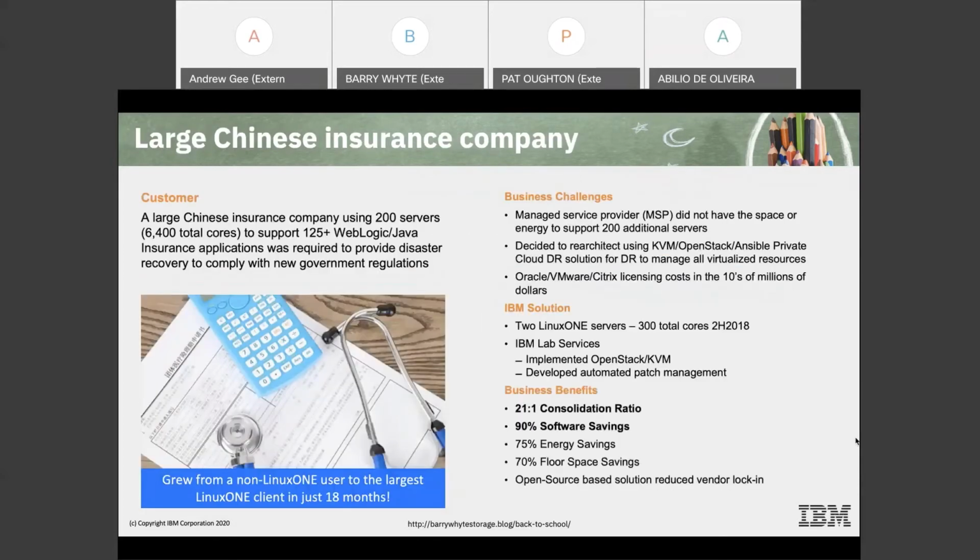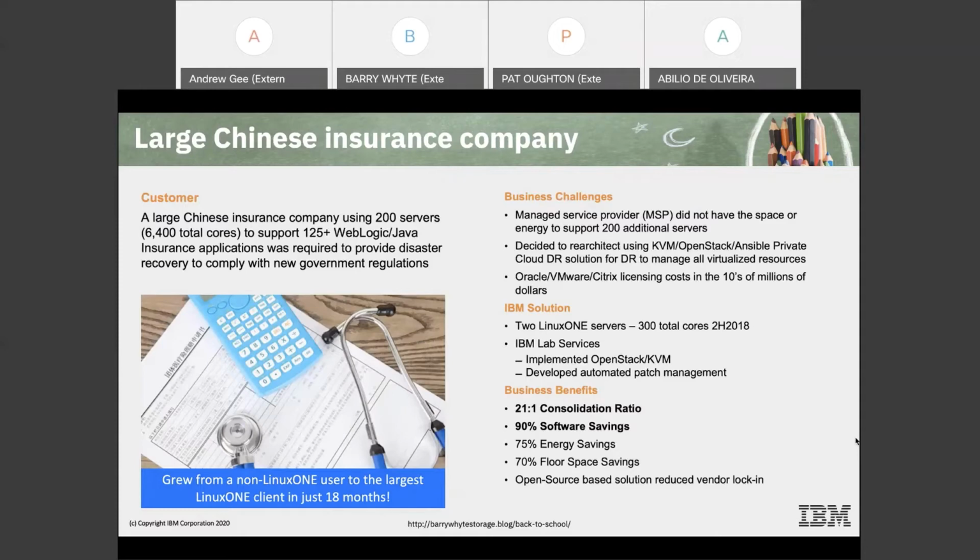And here's one of one of two very large Chinese companies that have really adopted this ridiculously fast. So here's a customer with 200 servers, so 6,500 total cores supporting Java and WebLogic insurance applications. The Chinese government came along and said, you have some disaster recovery requirements. So these guys went to their managed service provider and asked for some space and energy to duplicate their environment. And they were told, no, we can't do that. We just don't have the room. You can't. So they looked at re-architecting it and re-platforming.